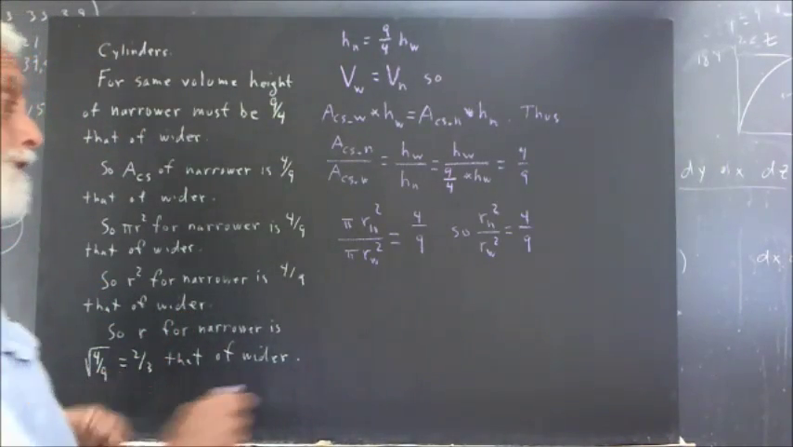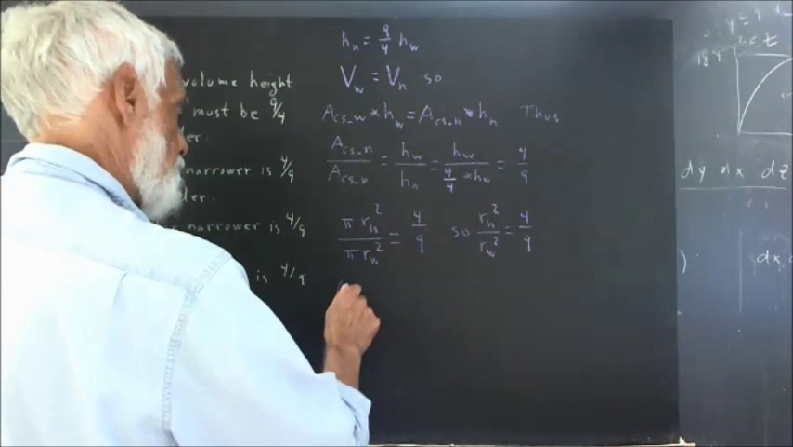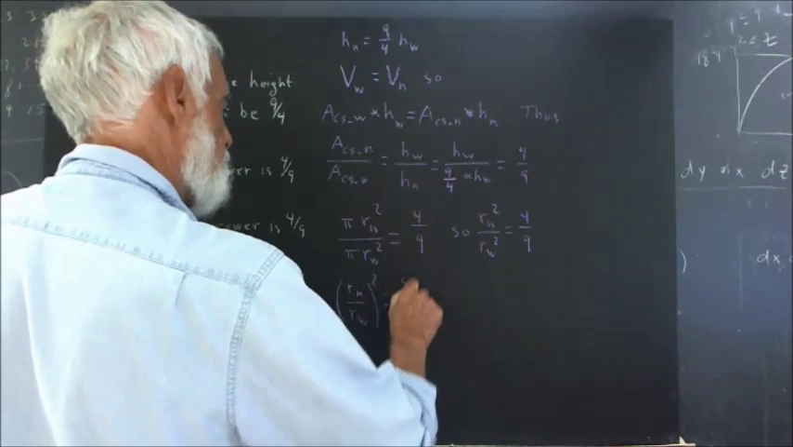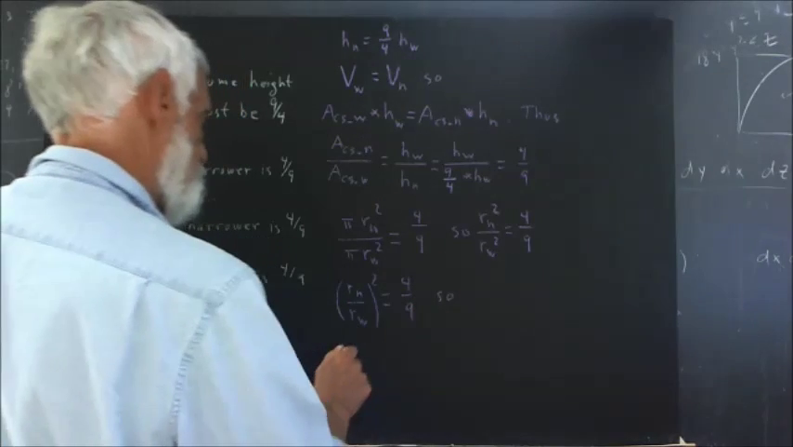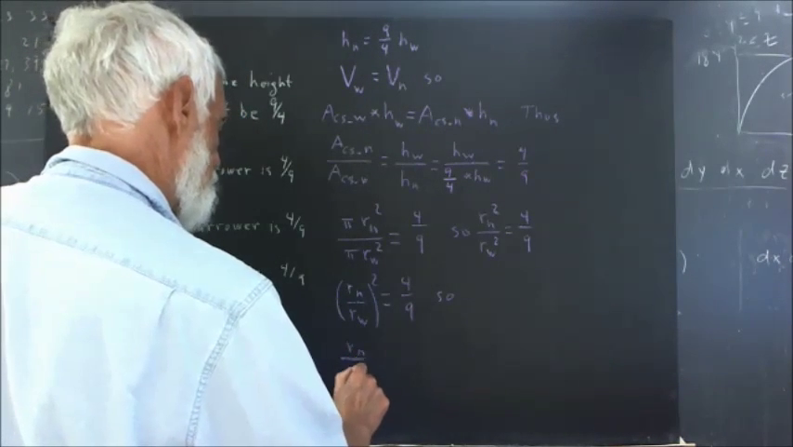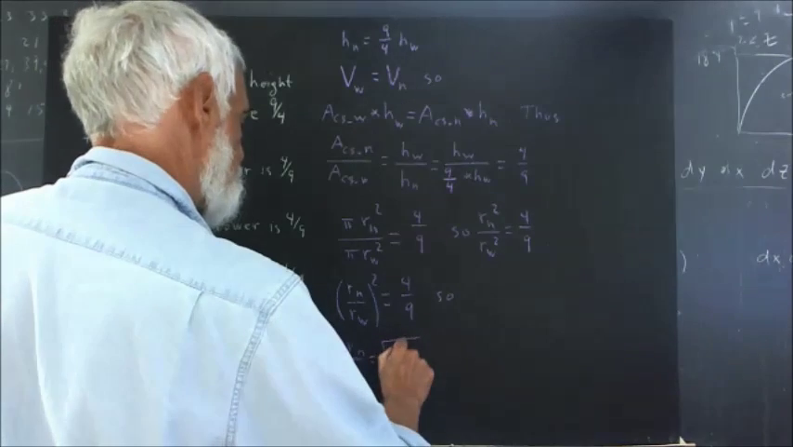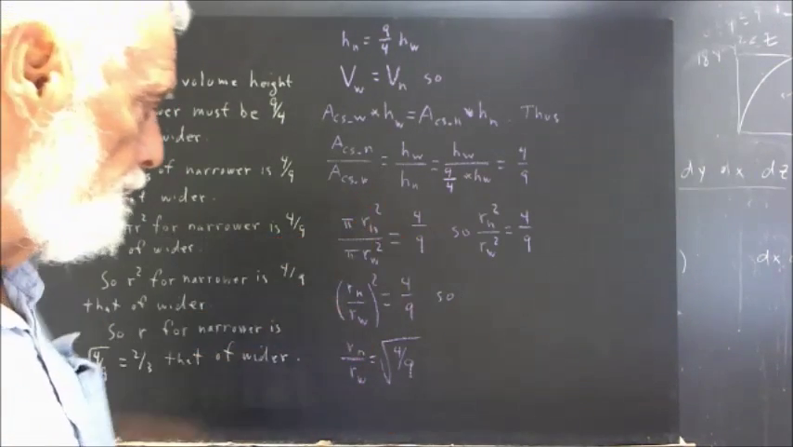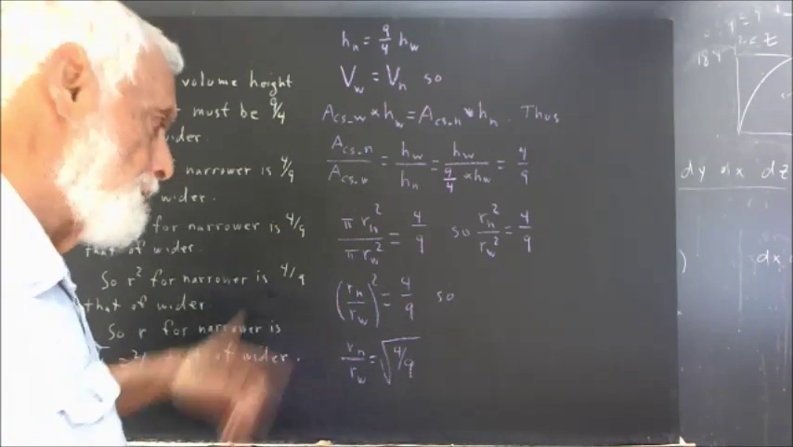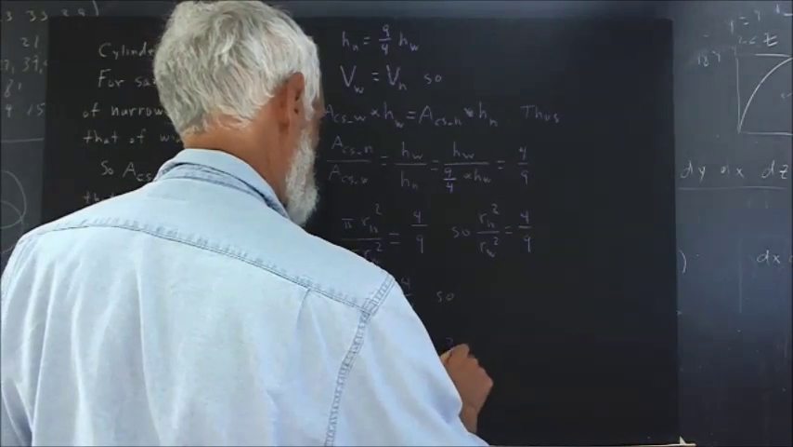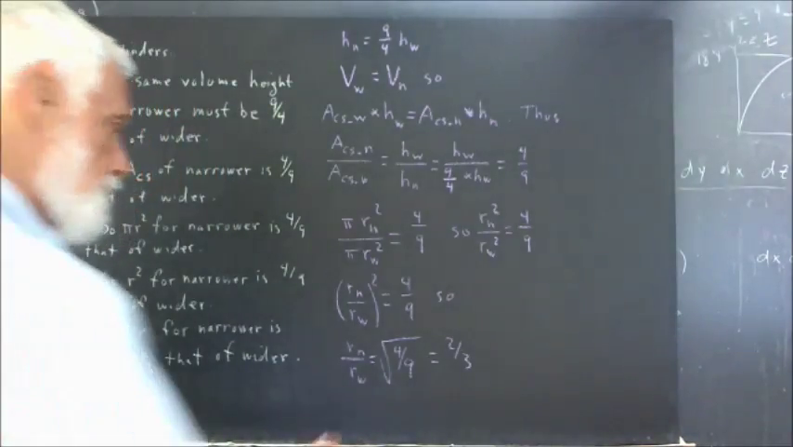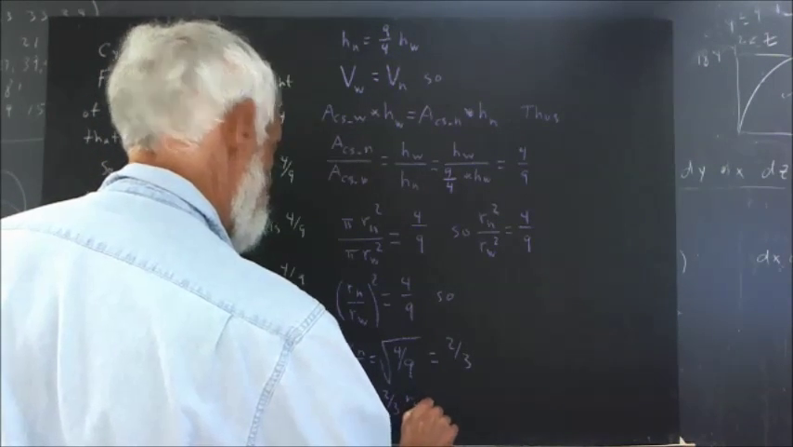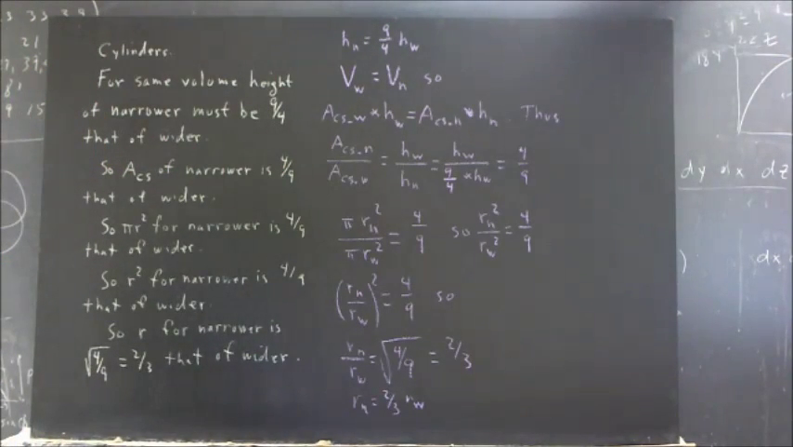Well, the algebra is really straightforward. Rn squared over rw squared is Rn over Rw, quantity squared. That should be 4/9. So Rn over Rw would have to be the square root of 4/9. I could say plus or minus the square root of 4/9, which would be the official result here, but the radius can't be minus, so we don't worry about that plus or minus here, but we get 2/3, so that Rn is 2/3 of Rw, and we've got it.